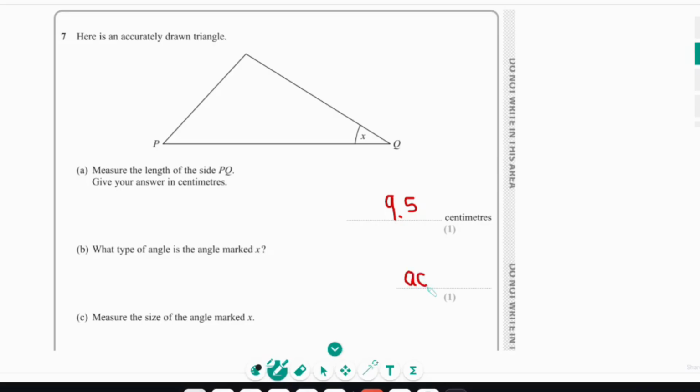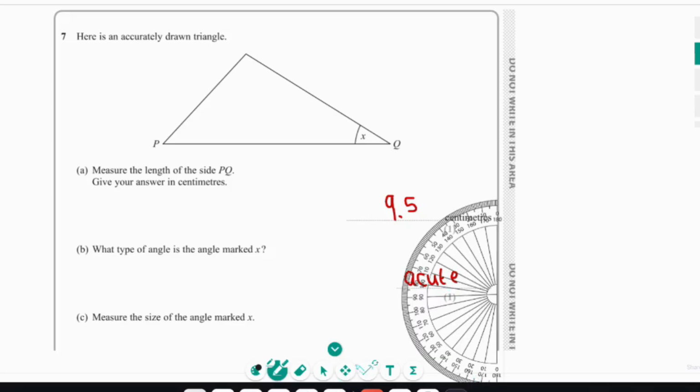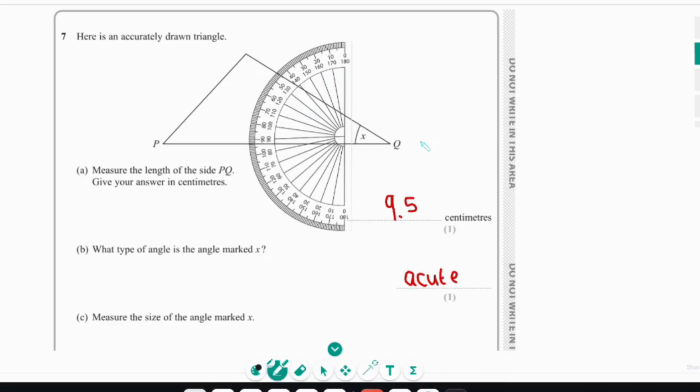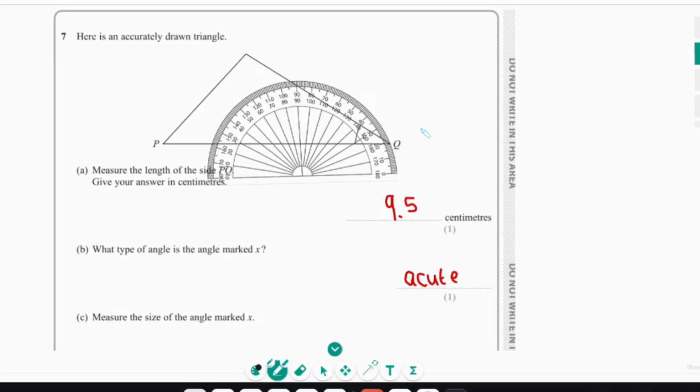What type of angle is the angle marked X? It's smaller than 90 degrees, so it is acute. Measure the size of angle marked X. I can do this because I have this online protractor.